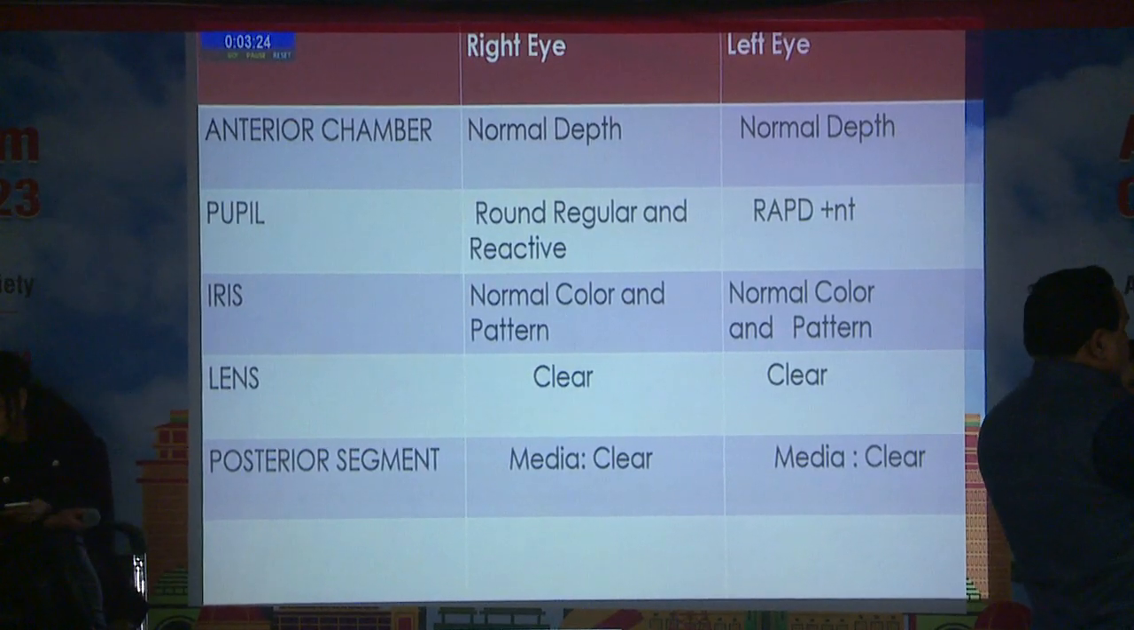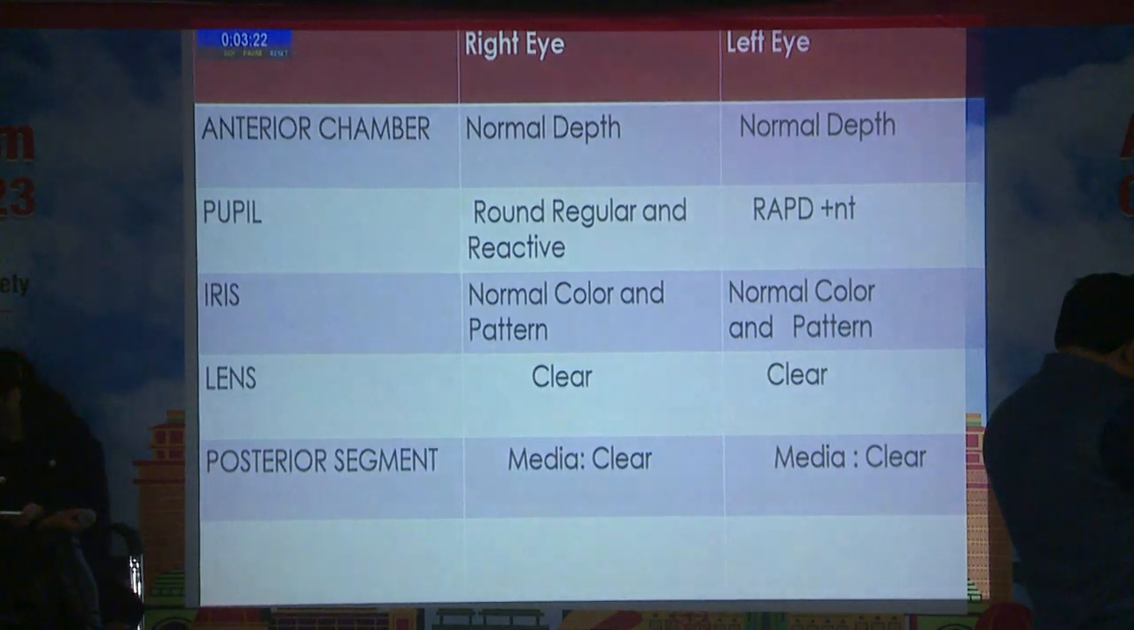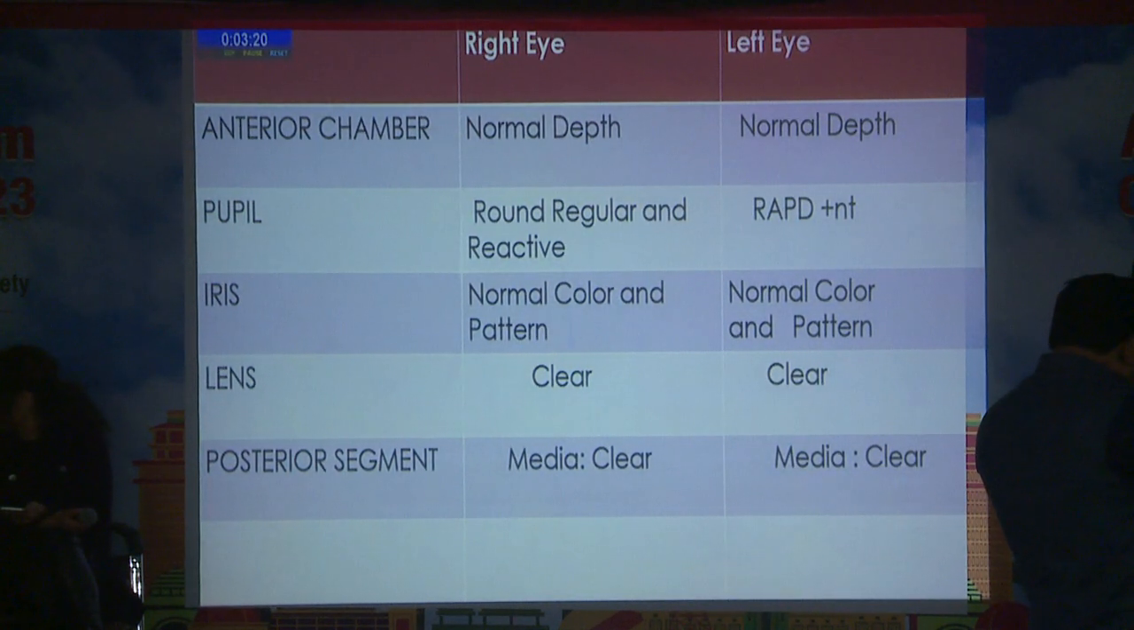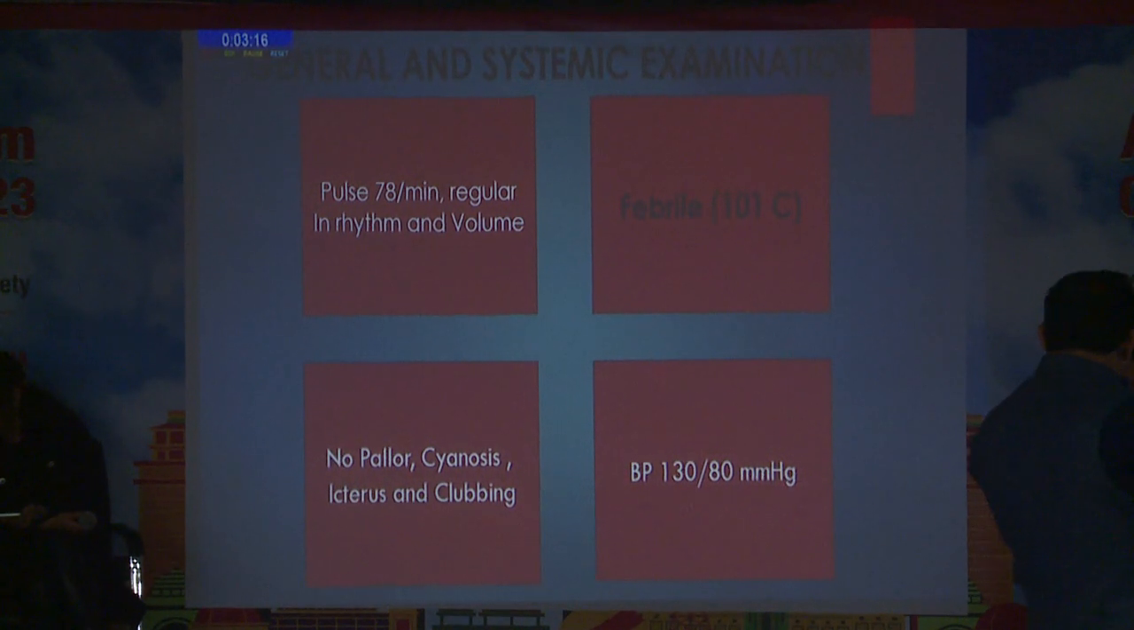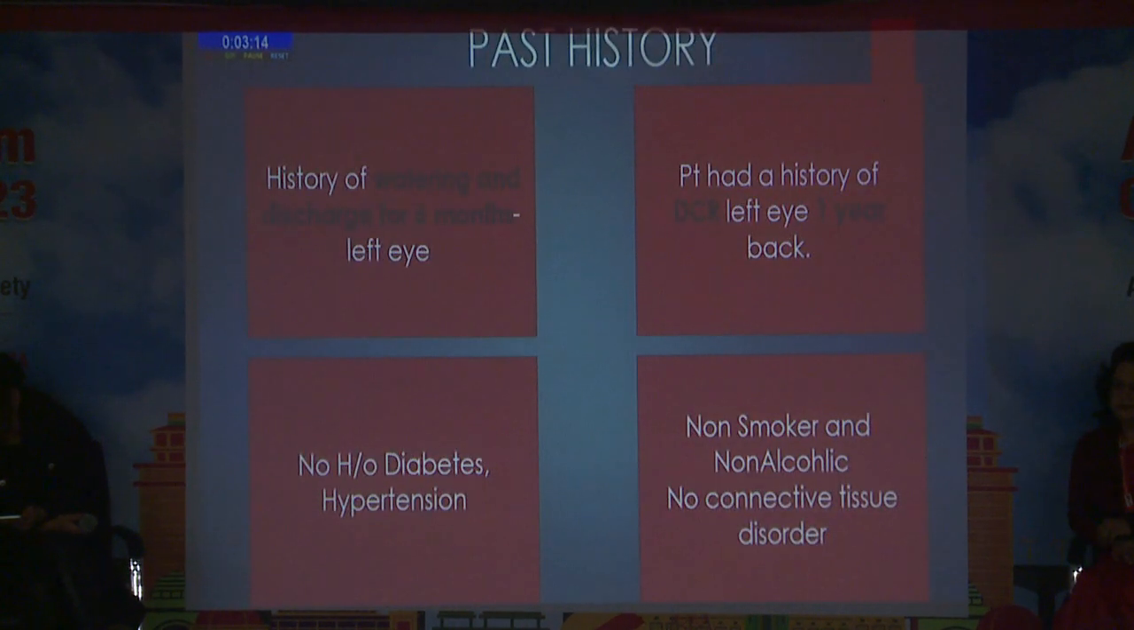In the pupil, RAPD was present, iris normal color and pattern, right eye was normal. On systemic examination, he was febrile, having a temperature of 101 degrees. He had a past history of watering and discharge for 6 months in the left eye, and he had undergone a DCR surgery in the left eye 1 year back.